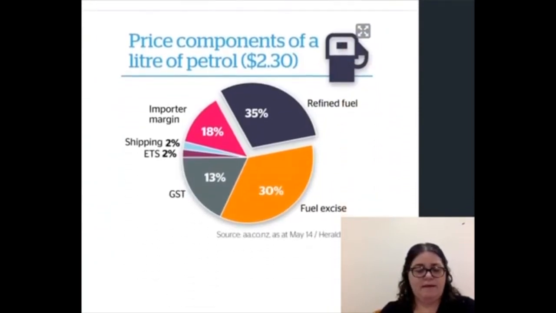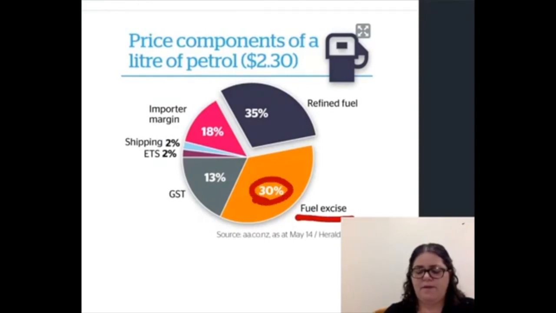Here is another one that was sourced more recently in 2014 from the Herald, and they've got it from the AA website. When you look at this graph, it looks like, oh yeah, pie chart, okay, refined fuel, fuel excise, GST, different components of cost, awesome, cool, it looks fine. I want you to have a little look more closely though. Look at the numbers, and in particular, I want you to look at the fuel excise.